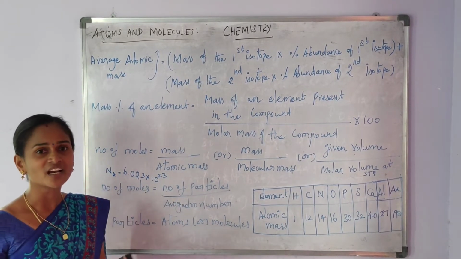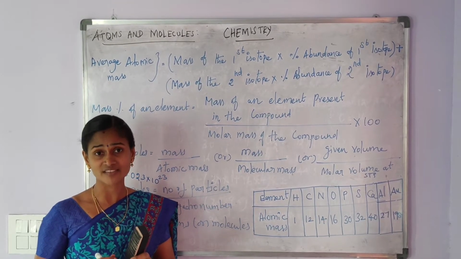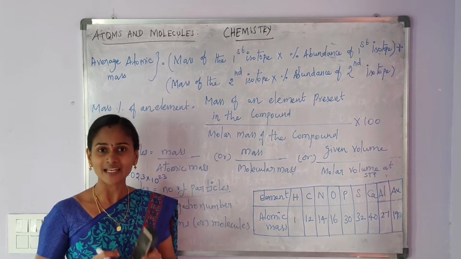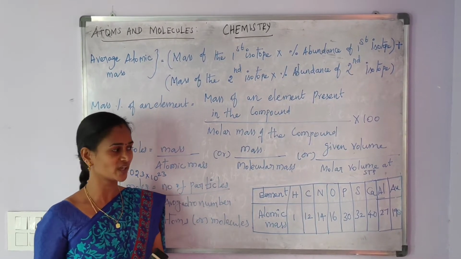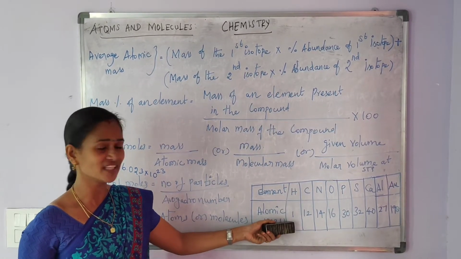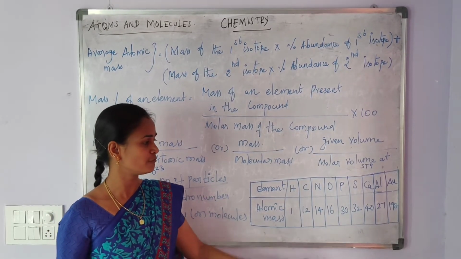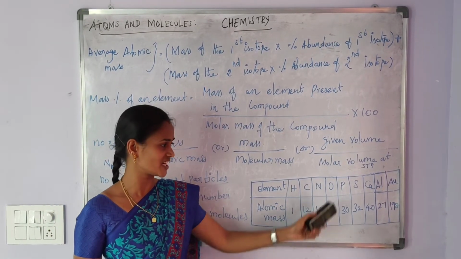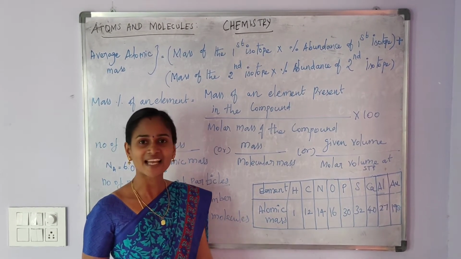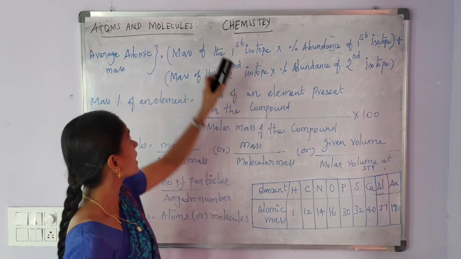And how will you obtain the molecular mass? Molecular mass is obtained by adding the atomic masses of the elements present in the compound. Some elements' atomic masses: hydrogen, its atomic mass is 1. Carbon 12, nitrogen 14, oxygen 16, phosphorus 30, sulfur 32, calcium 40, aluminium 27 and gold 198.